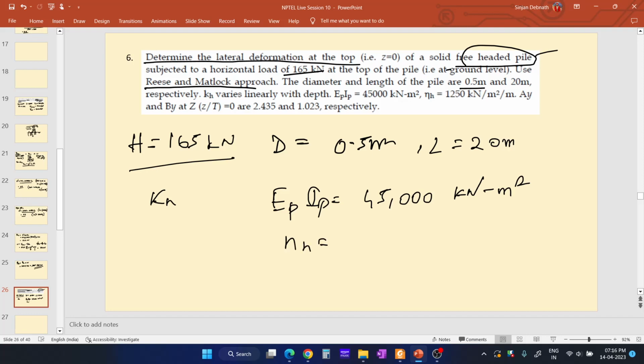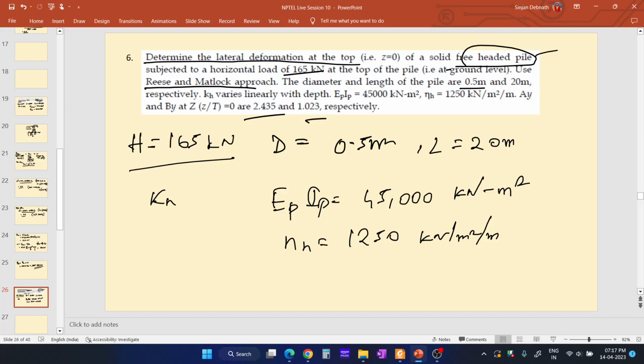And NH is the modulus of subgrade reaction, so it is 1250 kilonewton per meter square per meter. AY and BY are the coefficients. We can also determine these coefficients using the chart. You can find the chart in the video lectures. So AY and BY at Z equal to 0, that means at the top, Z by T is equal to 0, are 2.435 and 1.023 respectively. So we have everything.